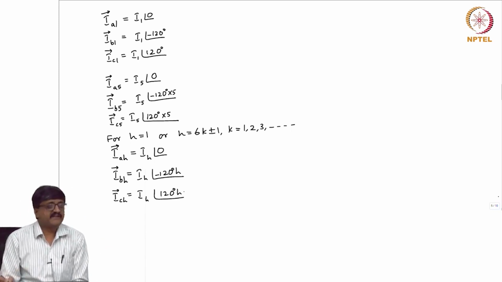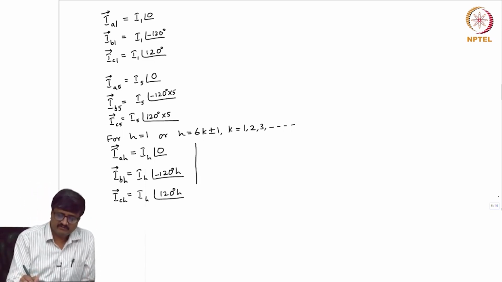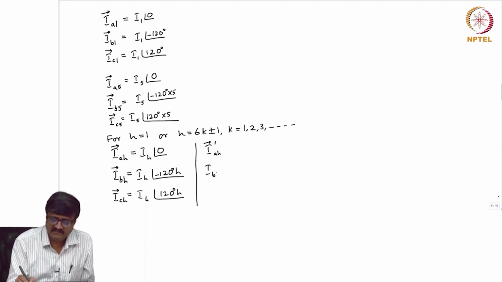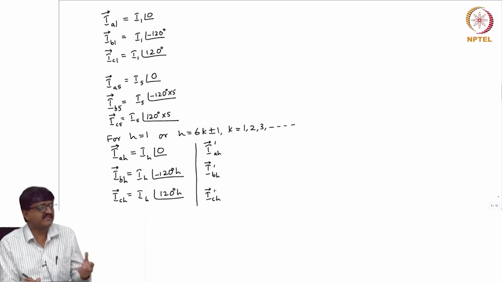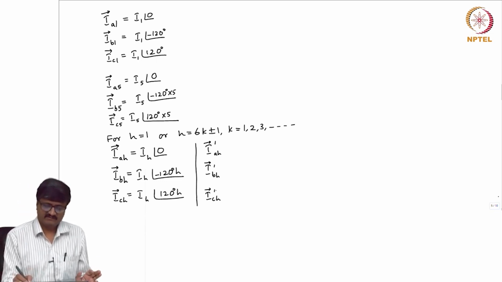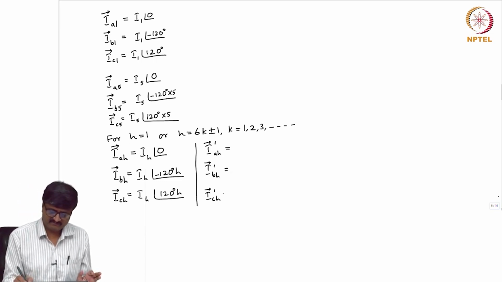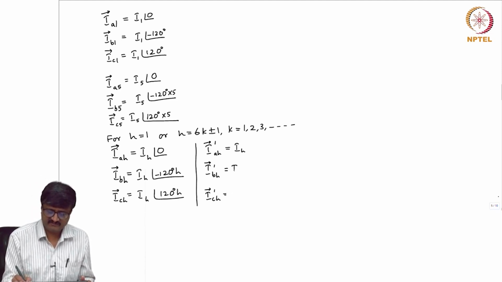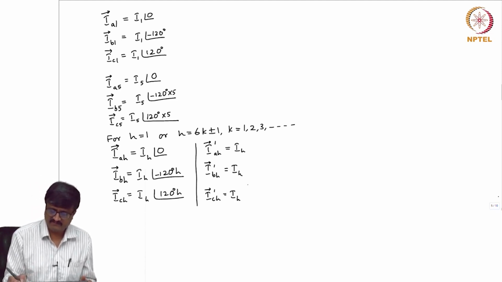Now, these are the currents which are fed to the first 6 pulse LCC. Now, let me take the other currents which are fed to the second 6 pulse LCC. So, they have the notations IAH prime, IBH prime, ICH prime. Even for these currents, I can write a general expression which is applicable for h equal to 1 as well as 6k plus minus 1. So, what is the magnitude of these currents? It is IH, all have the same magnitude IH. Okay. Now, come to the angle.